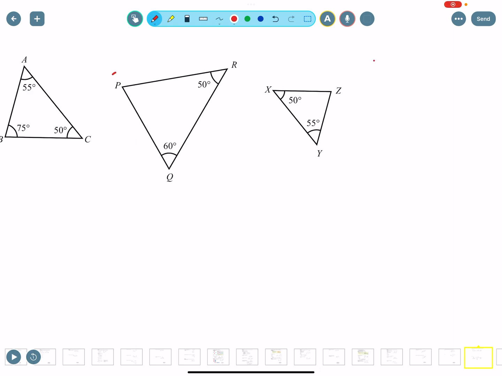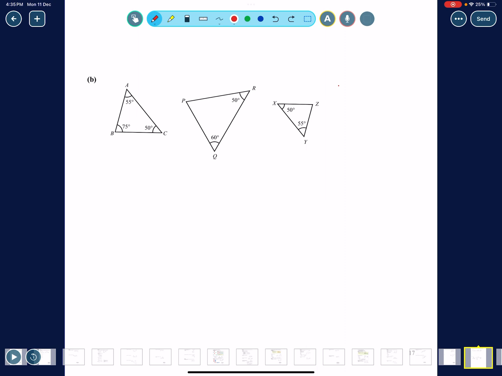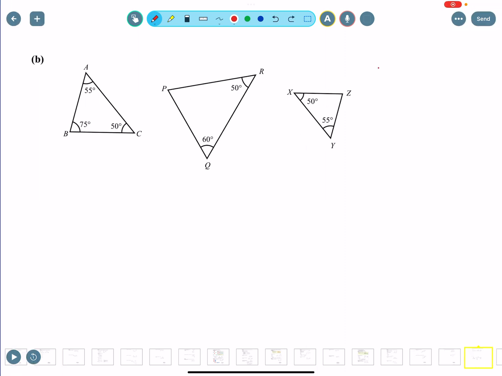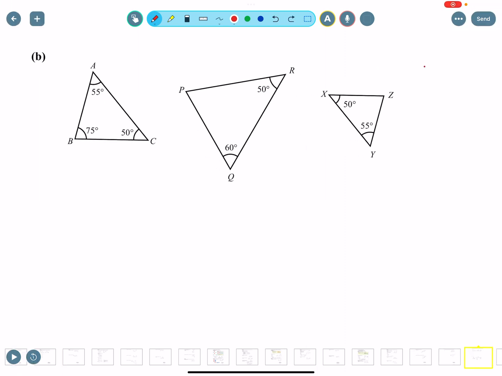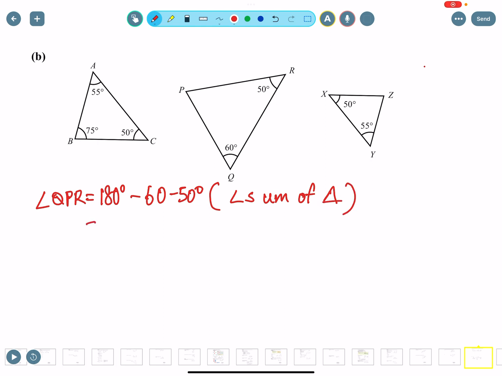Now we're missing an angle over here. Every time you're missing a final angle and you have the 2 other angles, you can always find the last angle in the triangle. Just do 180 minus the 2 angles. So angle QPR equals 180 degrees, the total angle in the triangle, minus 60 minus 50. Angle sum of triangle is the reference. 60 plus 50 is 110, so this should be 70. You can put 70 degrees over here to help you.